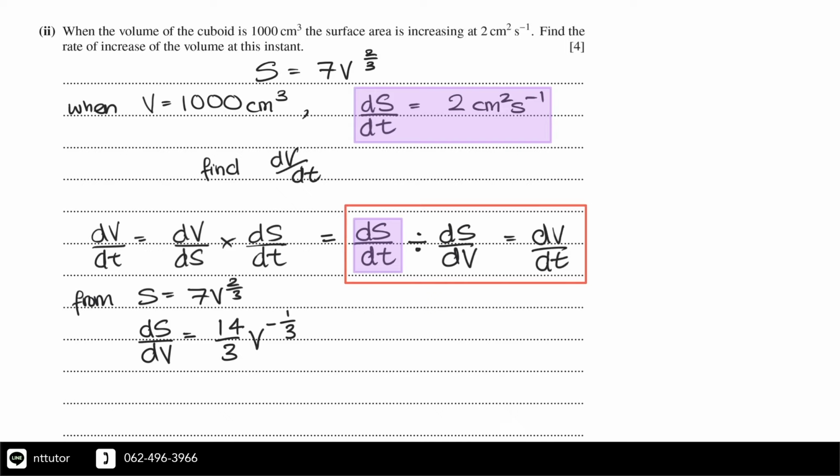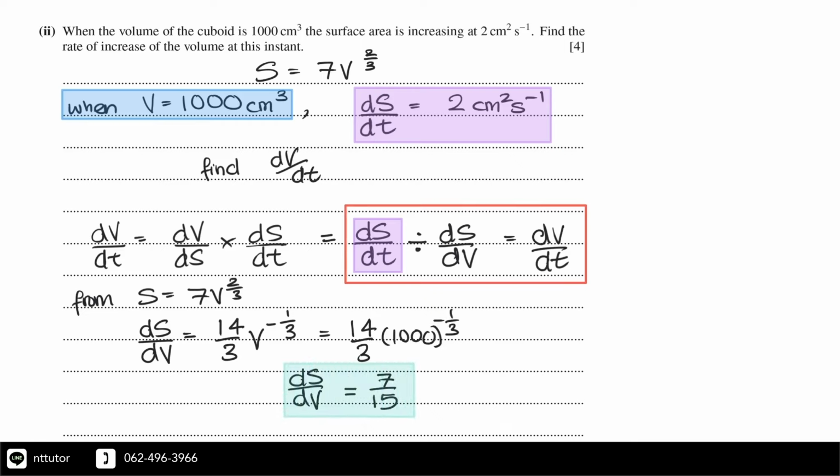So we want to use dS over dV when V is equal to 1000. So we can substitute 1000 in for V in dS over dV. Therefore, dS over dV at that instant is equal to 14 over 3 times 1000 to the power of minus 1 over 3. And that gives dS over dV equals 7 over 15.